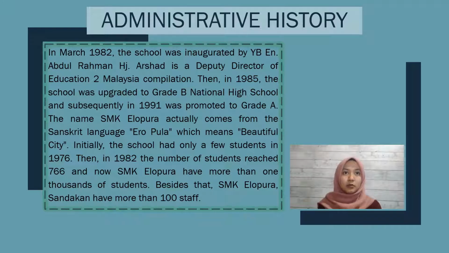The name SMK Elopura actually comes from the Sanskrit word Elopura, which means beautiful city. Initially, the school had only a few students in 1976. Then in 1982, the number of students reached 766, and now SMK Elopura has more than 1,000 students. Besides that, SMK Elopura Sandakan has more than 100 staff.